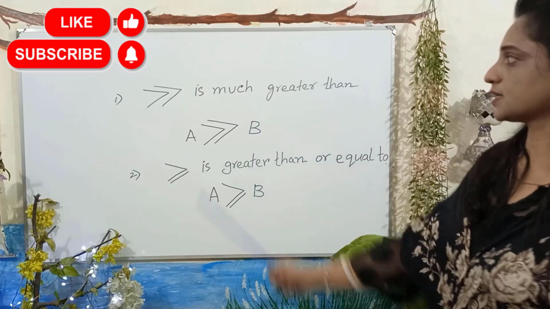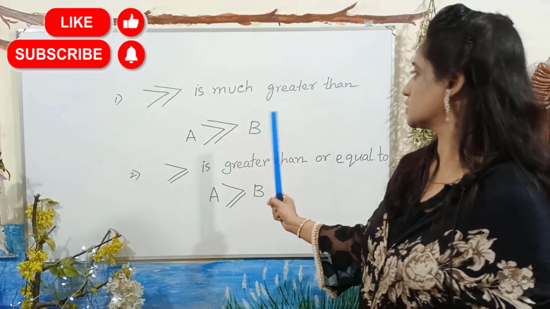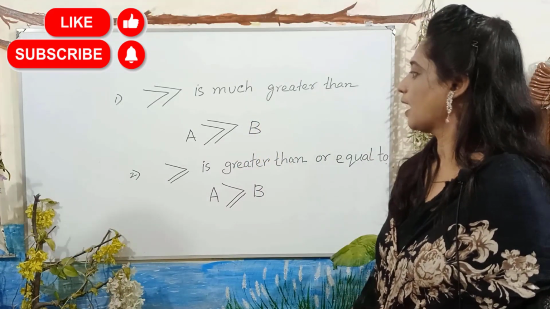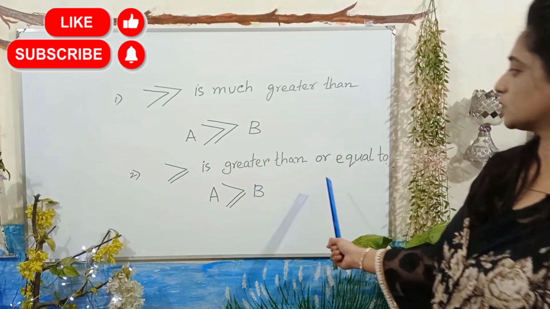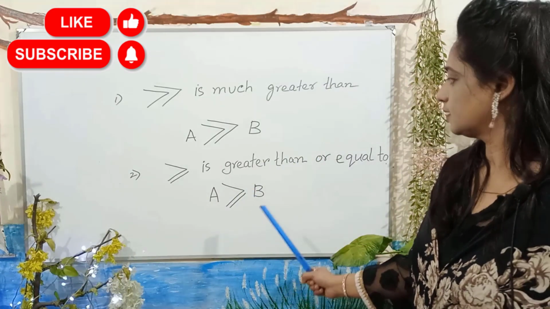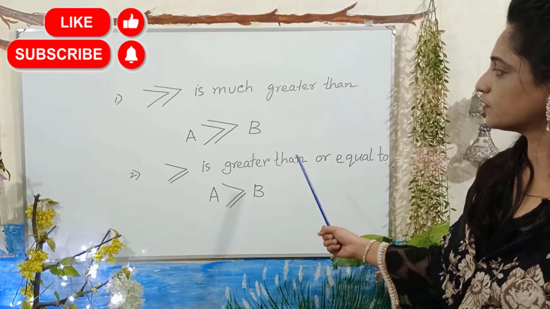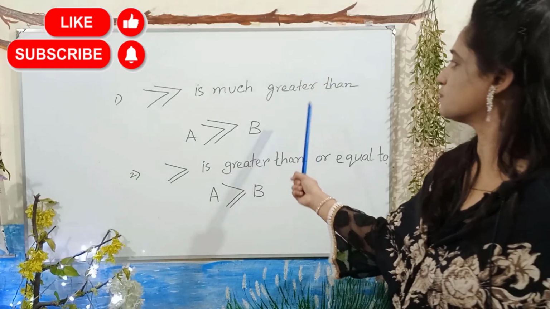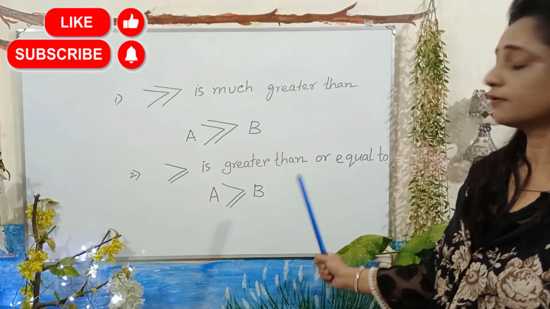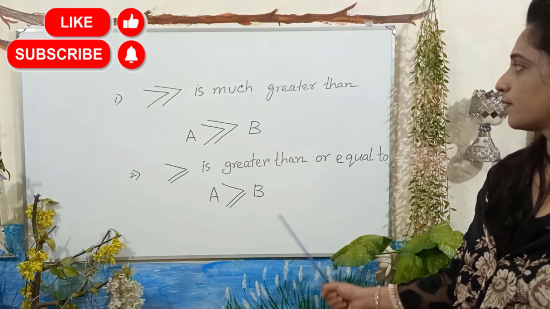This one is the much greater than sign, that is A is much greater than B, and the second one is the greater than or equal to sign, that is A can be greater than or equal to B. These are also very important. So the first one is much greater than and the second one is greater than or equal to.